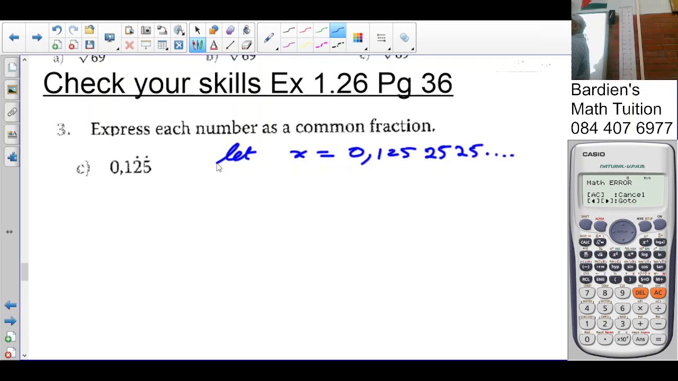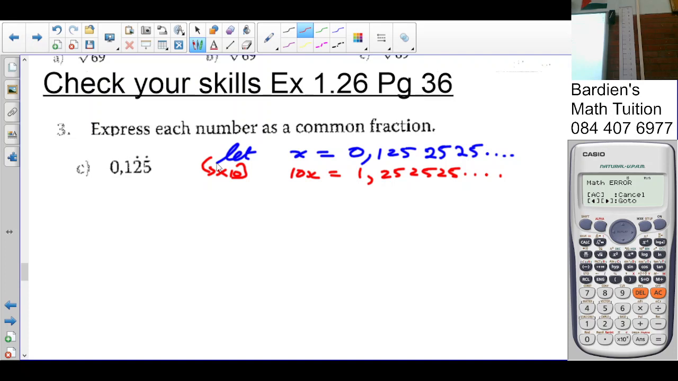Can you see that? So what I'm going to do is get the recurring number. You see that 1 is not recurring, so I'm going to multiply this by 10. You'll see now why. So it's going to be 10x is equal to 1, 2, 5, 2, 5, 2, 5, and so on. Now how many numbers are recurring?